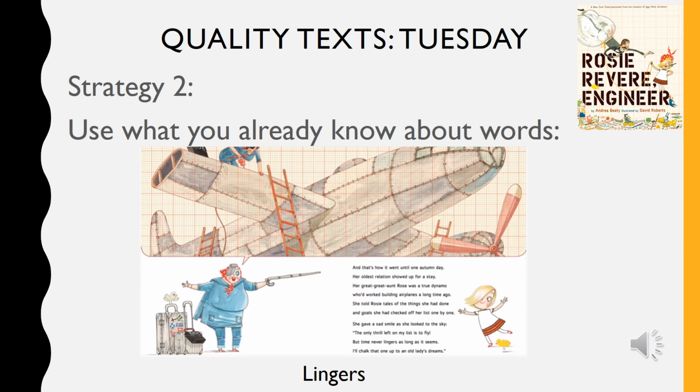What do we think the word lingers means from this statement? If she's saying time never lingers as long as it seems, we might think lingers reminds us of the word long. So she might be saying something like time doesn't stay around as long as you may think. Lingers means for something to be slow or to take a long time. So we might think that the word long reminds us of lingers, and we can realize that she's just trying to say that time doesn't stay around for as long as we may think. It goes really quickly, and that's why she hasn't had the chance to fly yet.